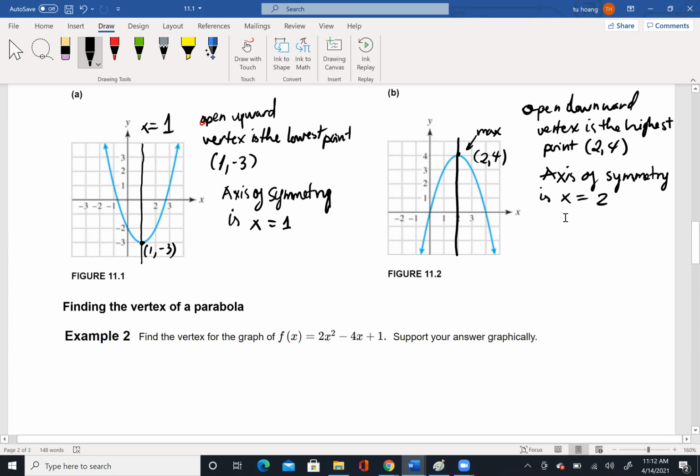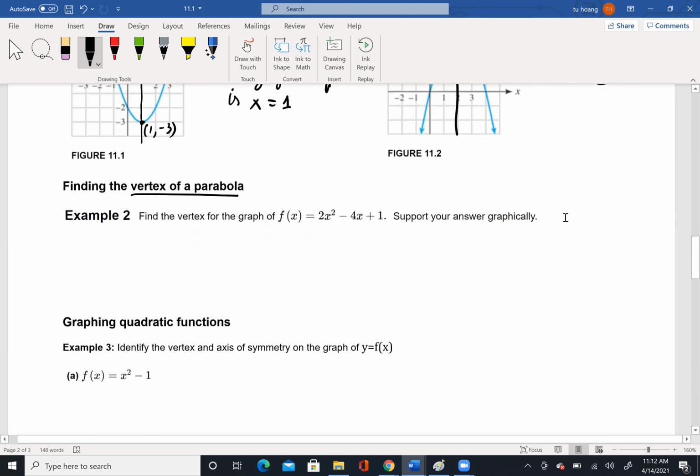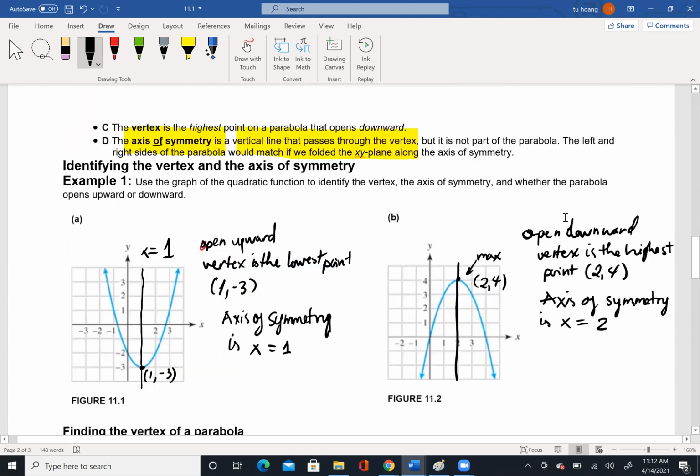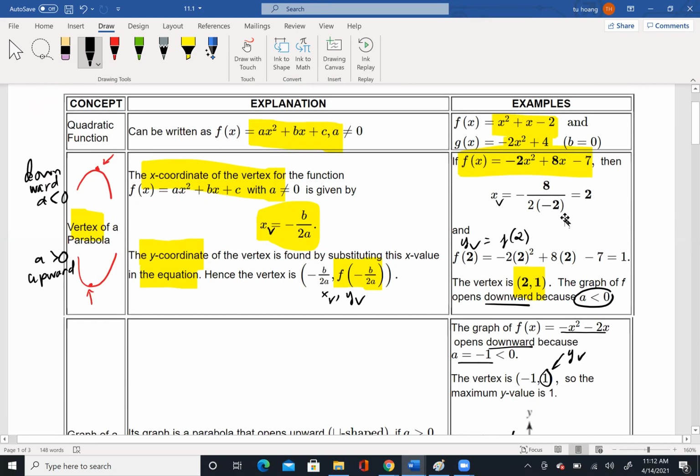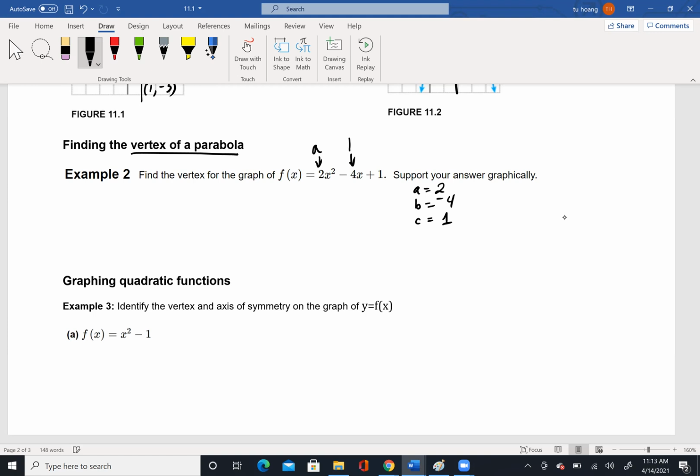Now I'm going to show you how to find the vertex of a parabola. Let's do example number 2. Keep in mind that in order to find the vertex of a parabola, we just follow the formula here: x_v equal to negative b over 2a. So I'm going to list out a, b, and c. A here is 2, b here is negative 4, and c here is 1. Make sure the b includes the negative sign.